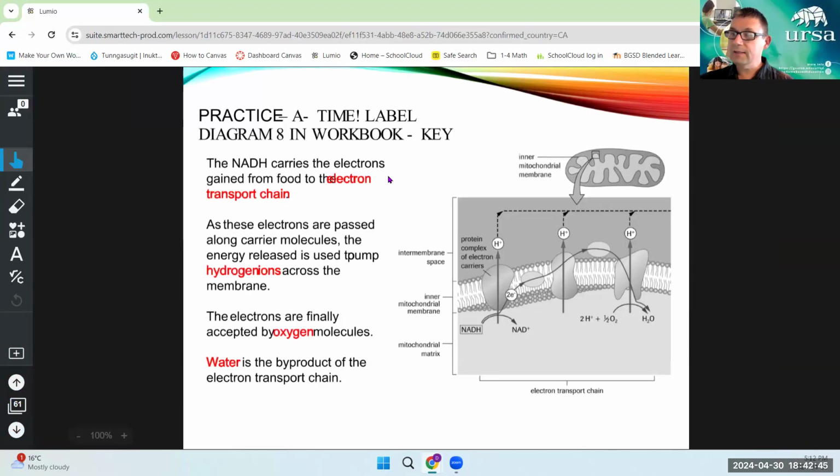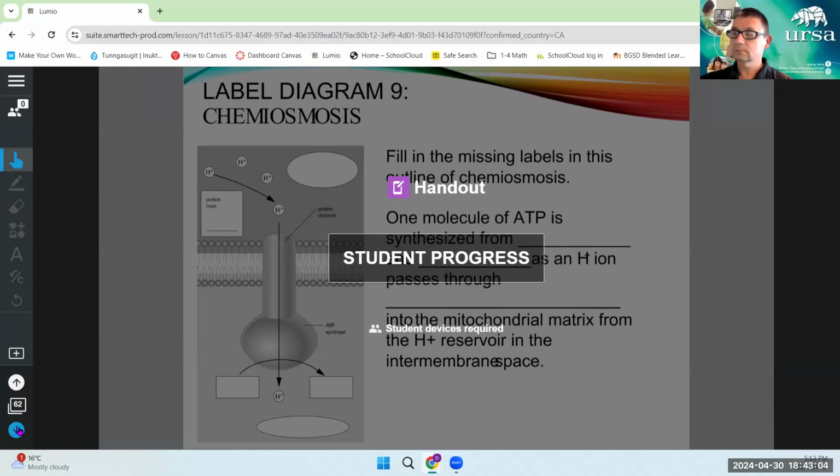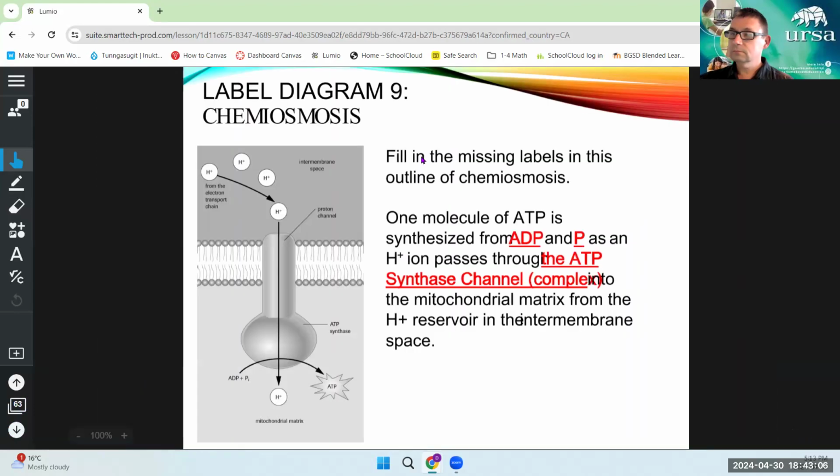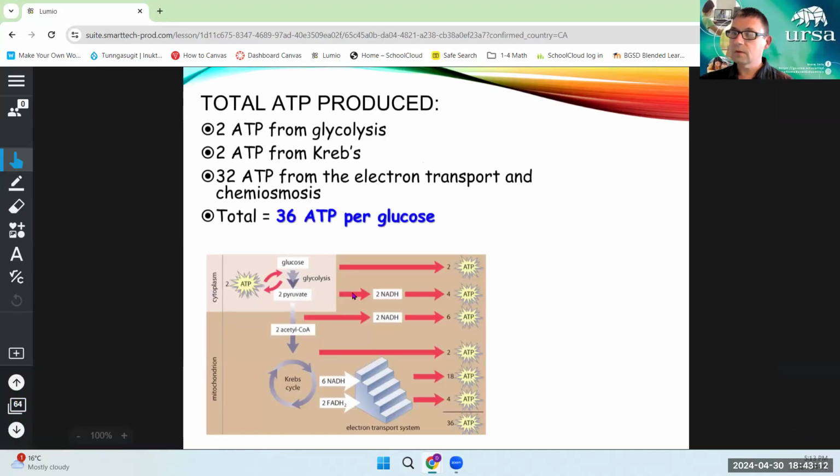So if you look at it, the NADH carries the electrons gained from food to the electron transport chain. These electrons are passed along, and it pumps hydrogen ions across the membrane, which are finally accepted by oxygen molecules, producing water. So we can see what's going on here.